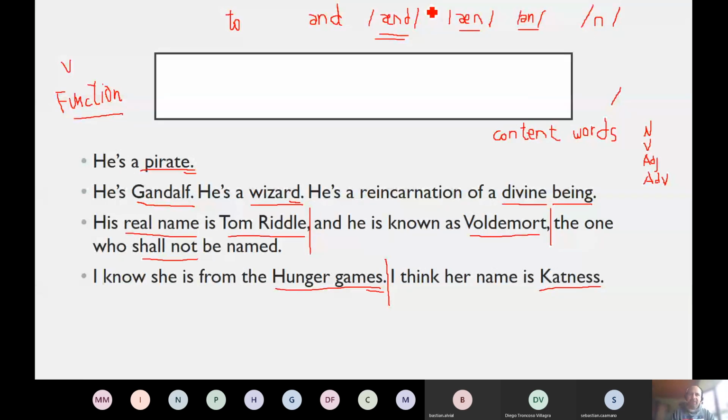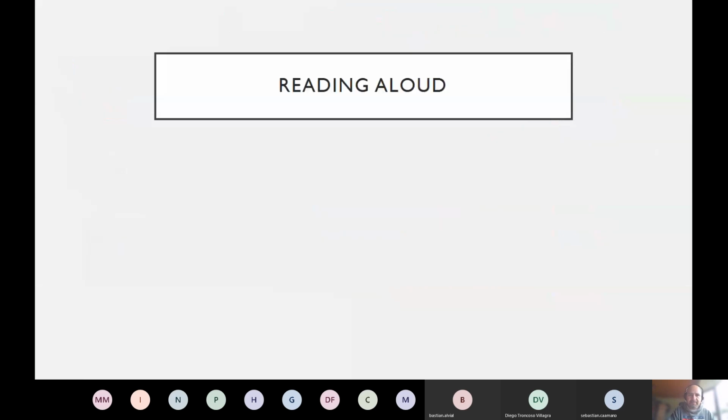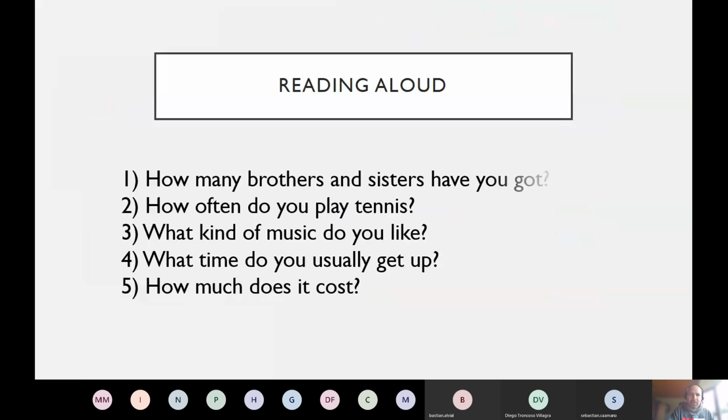You sound more natural when you are using weak forms, and if you get used to these weak forms, there's a high probability that you can understand more conversations of native speakers, right? We have 5 sentences here, and let's see if you can read them aloud on your own.